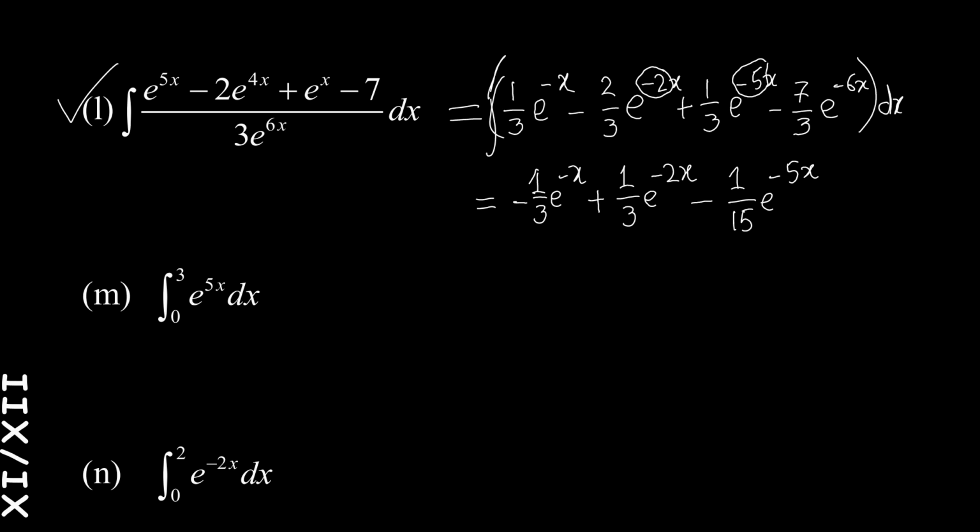E to the power 5x, then negative 6, another coefficient, so we may write here plus, negative plus 7 by 3 into 6 is 18. 7 by 18 you can write directly because we are going to multiply 6 into 3, then e to the power negative 6x plus c.